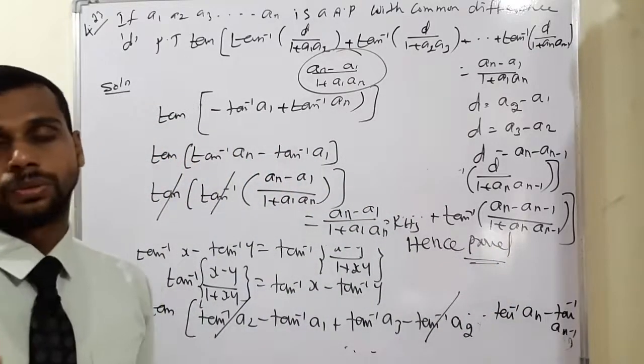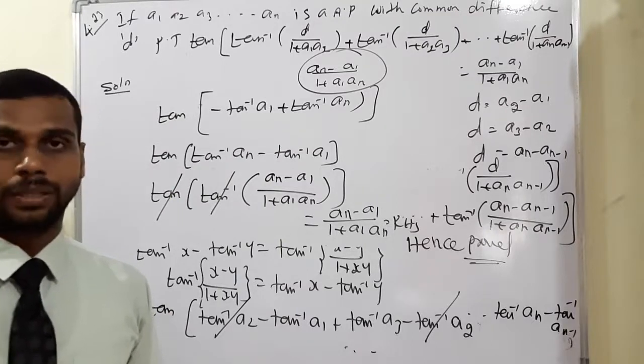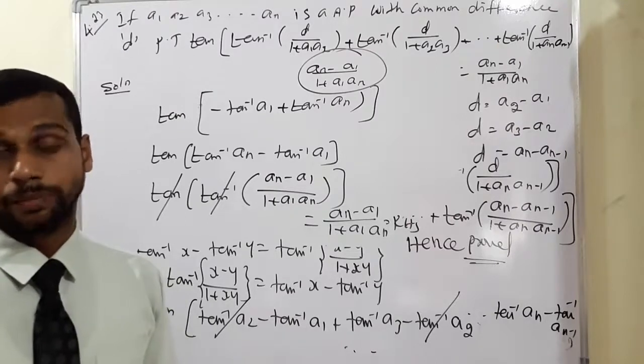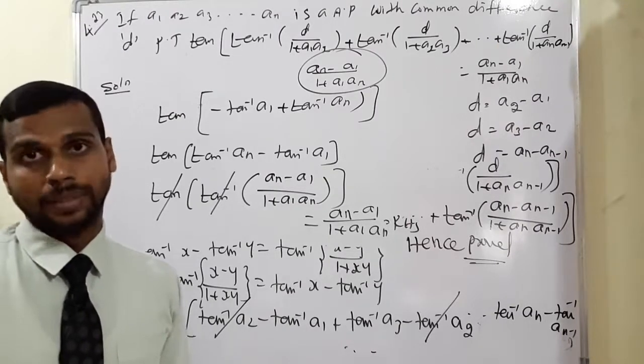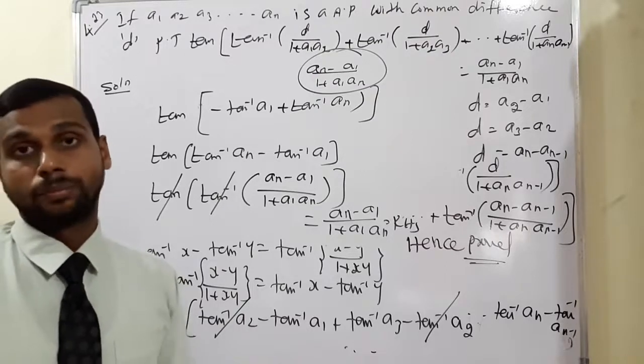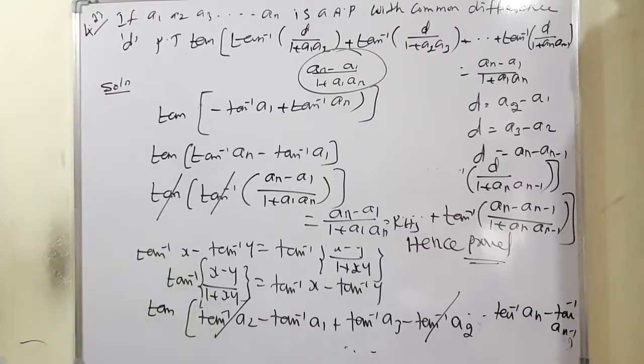You have to be thorough with some basic formulas. What is the formula? Tan inverse x minus tan inverse y means tan inverse of x minus y over 1 plus xy, as well as tan inverse x plus tan inverse y means tan inverse of x plus y over 1 minus xy. Okay, I will continue with the next example. We stay on the line.